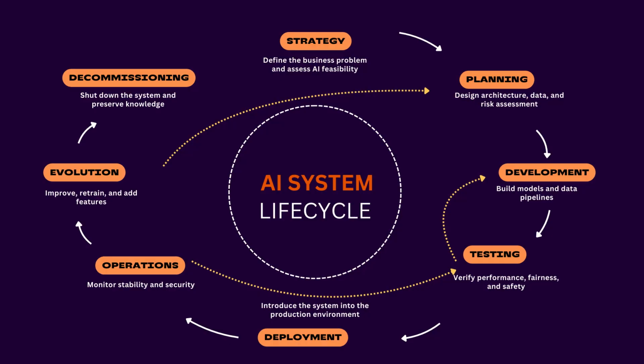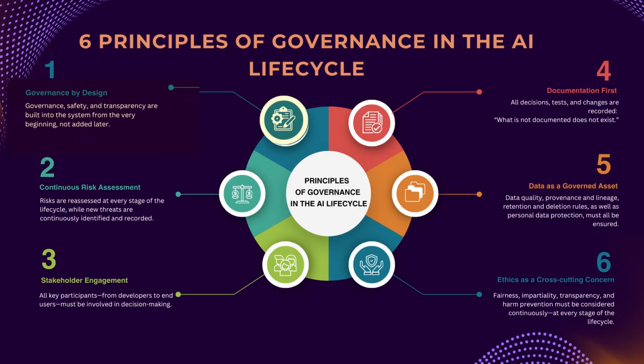For the governance system to work, it must rest on several fundamental principles that run through the entire cycle. Let's look at those principles. The first and main principle is governance by design. This means we don't try to bolt on governance to an already finished system. We embed requirements for safety, ethics, transparency, and control into the architecture and processes from day one.